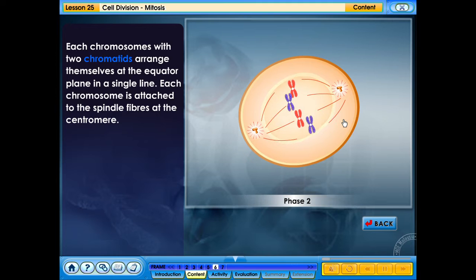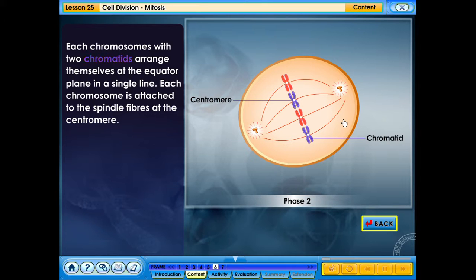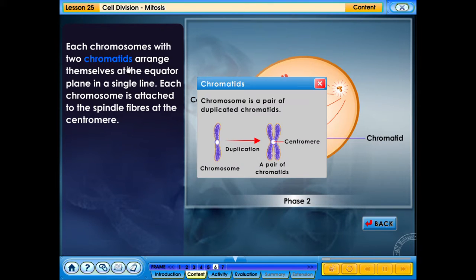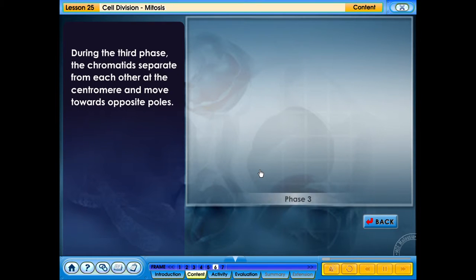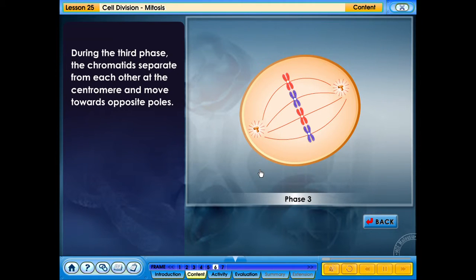Each chromosome with 2 chromatids arranges itself at the equator plane in a single line. Each chromosome is attached to the spindle fibers at the centromere. A chromosome is a pair of duplicated chromatids. During the third phase, the chromatids separate from each other at the centromere and move towards opposite poles.